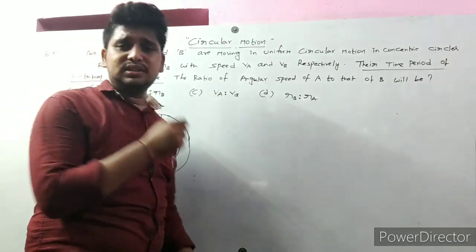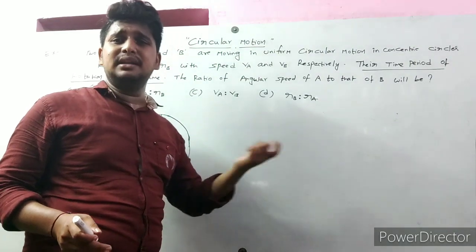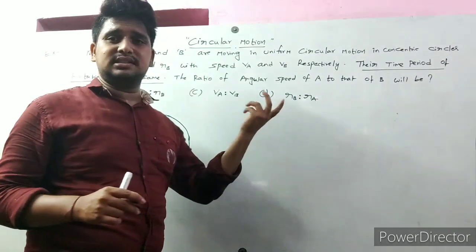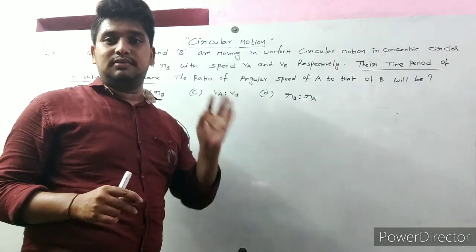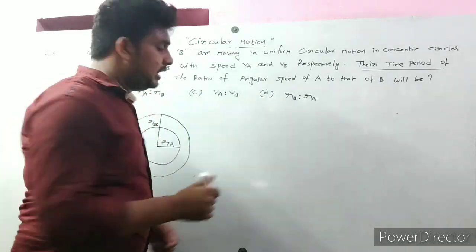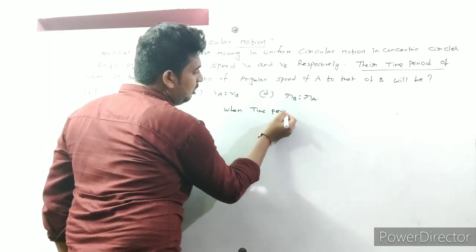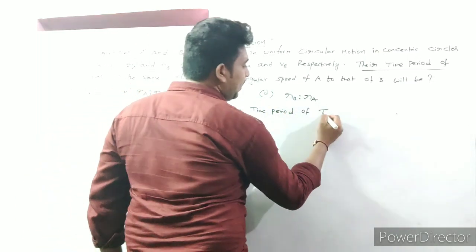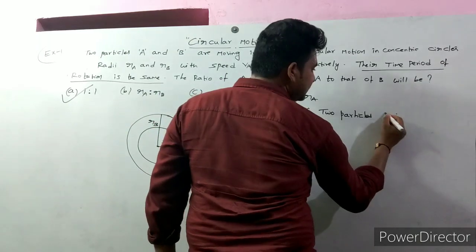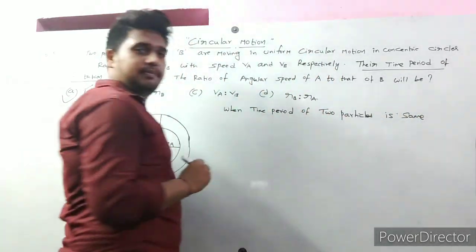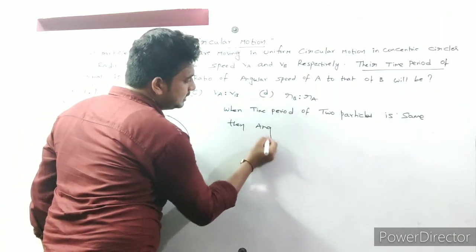If we know this trick, then we do not need to solve this question fully. Simple, just see the options and choose which option is correct. It is easy to solve if you know this concept. What is the concept here? When the time period of two particles is the same, then the angular speed is also the same.